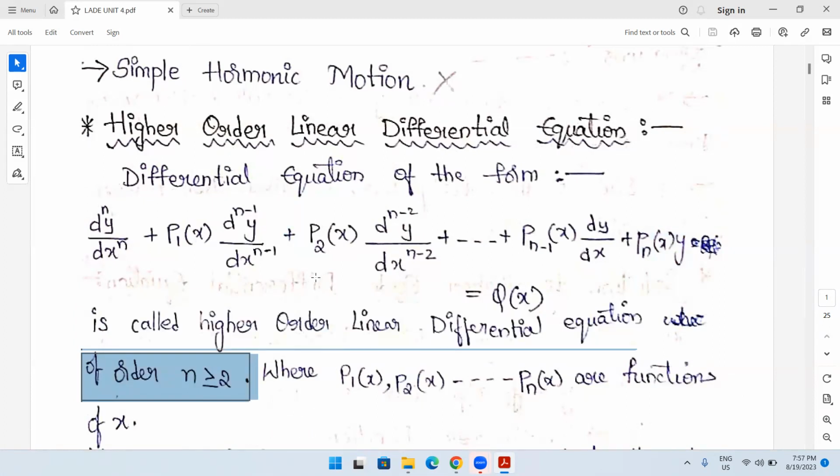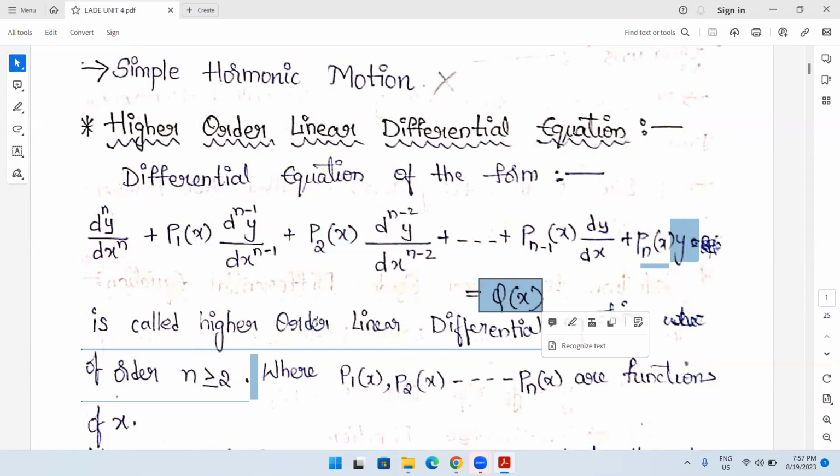If the order is 1, we call it a first order linear differential equation. Here, the coefficient of the highest derivative is definitely 1, and from the second term onwards we get p1 of x, p2 of x, and so on up to pn of x and q of x. All these are functions of x.